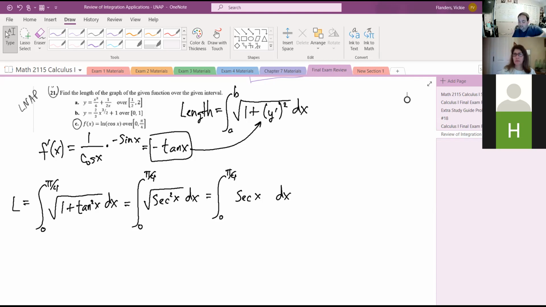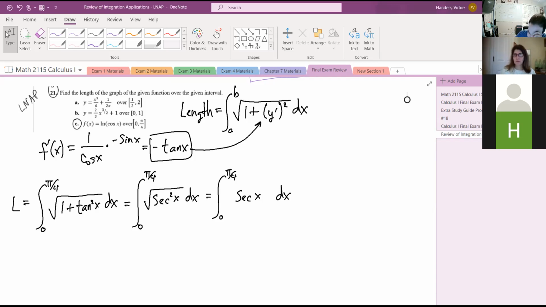Luckily for us, because it's 0 to pi over 4, we can just say that. If that wasn't true, then I would have to split my integral into several pieces and only integrate sections that were all of the same quote unquote type. But here we have all positive, so I can just drop the absolute value. And then the antiderivative of secant.